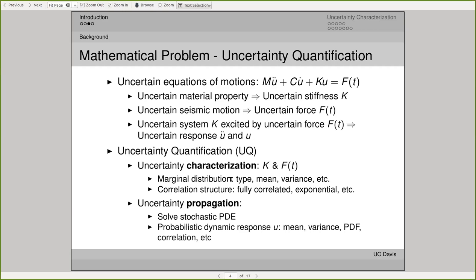Once we have characterized these uncertainties, we need to do uncertainty propagation. Essentially, we need to solve this underlying stochastic partial differential equation and determine the probabilistic dynamic response. What's the mean, what's the variance, and what's the PDF or correlation of your displacement, velocity, and accelerations. Today we're going to focus on the uncertainty characterization part.